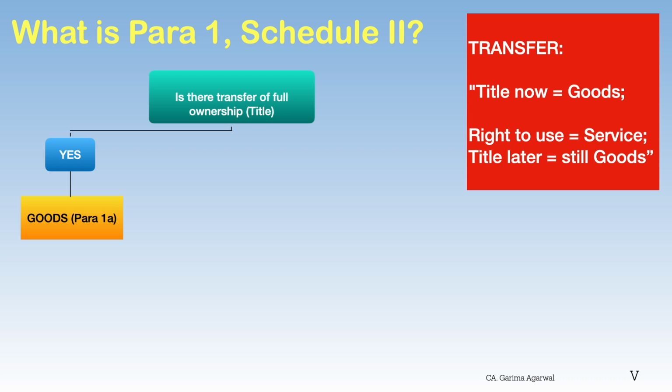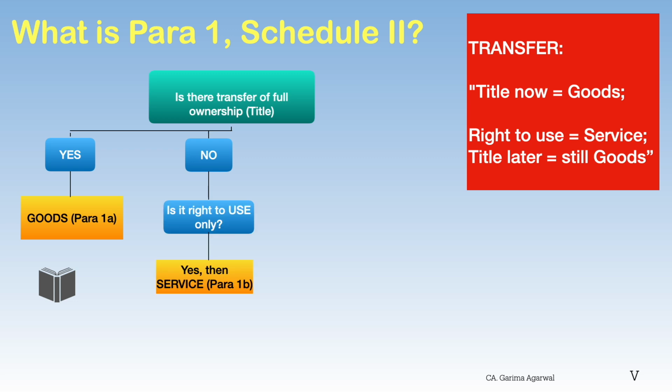For an example, a customer buys a book from your store and pays the full price of it. Then the title passes to the customer, and it can be said that goods have been transferred or supplied. Clause B says any transfer of right in goods or of undivided share in goods without the transfer of title thereof is a supply of services. Now it's basically saying transfer of right to use.